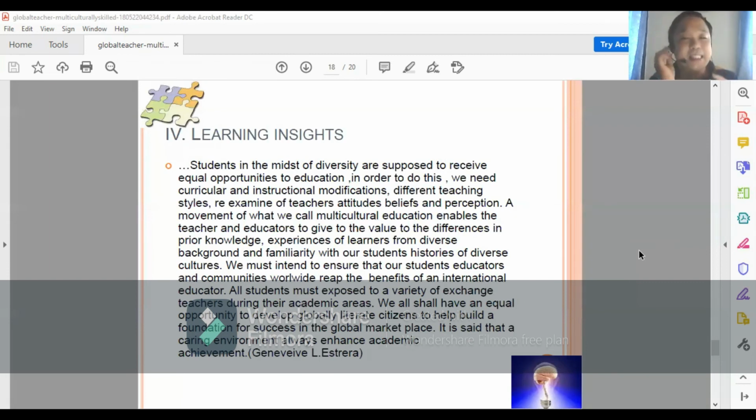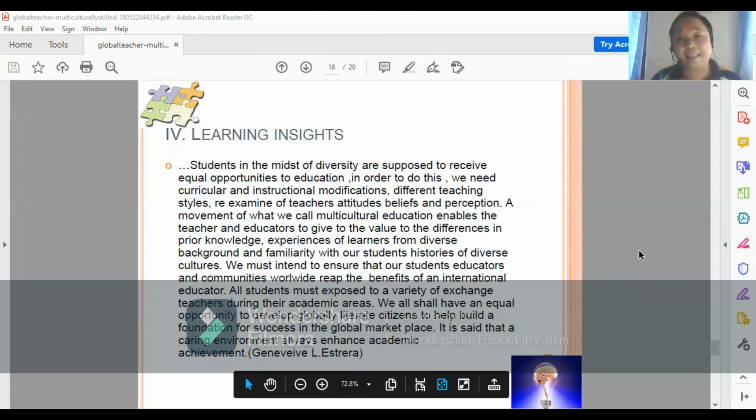We must intend to ensure that our students, educators, and communities worldwide reap the benefits of an international educator. All students must be exposed to a variety of exchange teachers during their academic years. We shall all have an equal opportunity to develop globally literate citizens to help build a foundation for success in the global marketplace. It is said that a caring environment always enhances academics.